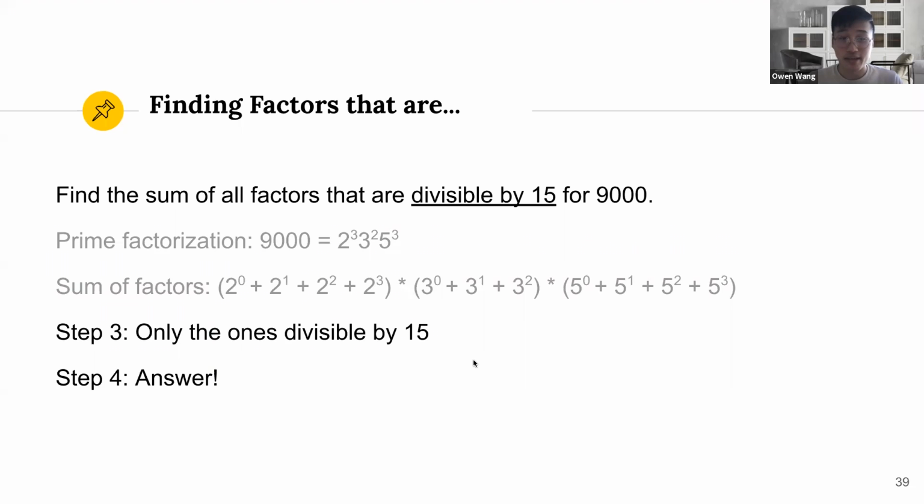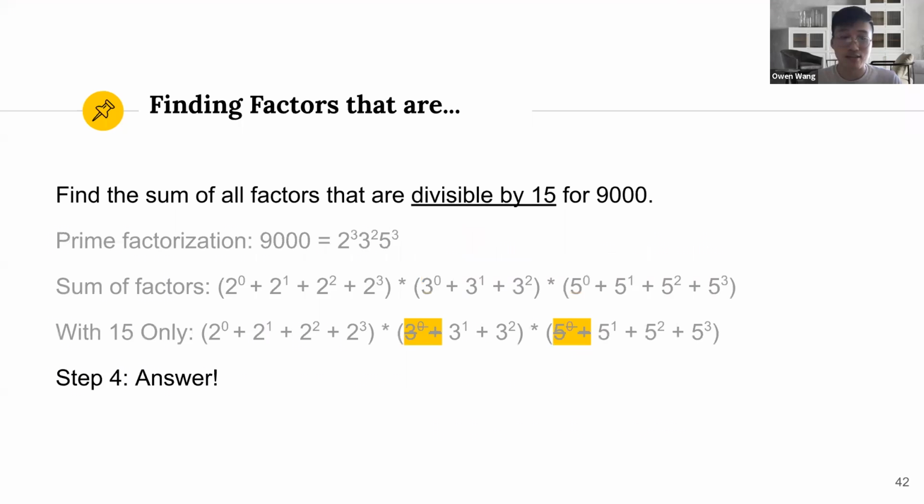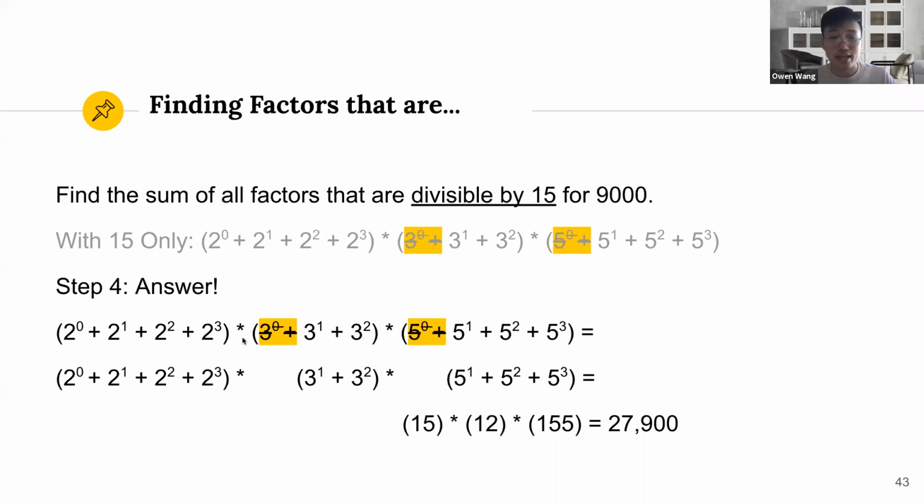Yeah, that's right. So we have to have at least 3 to the 1 and 5 to the 1 inside each factor, which means as we do sum of factors, we need to make sure those are selected. And that's the answer. So we can do the rest of the sum of factors the way we usually do, and you can do this on pen and paper or in a calculator, and you'll find that the sum of factors is 27,900.